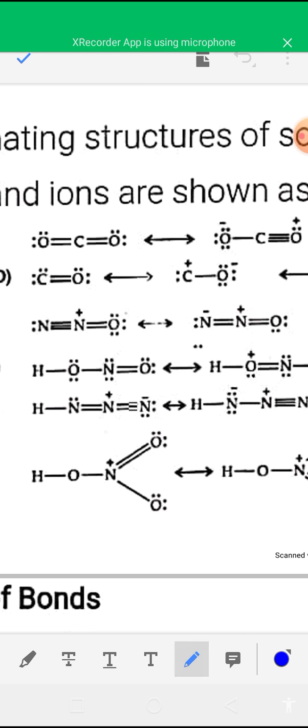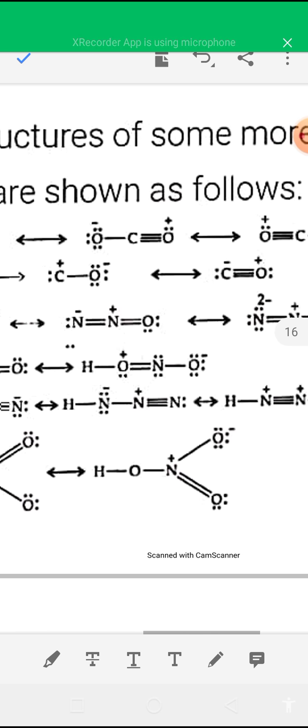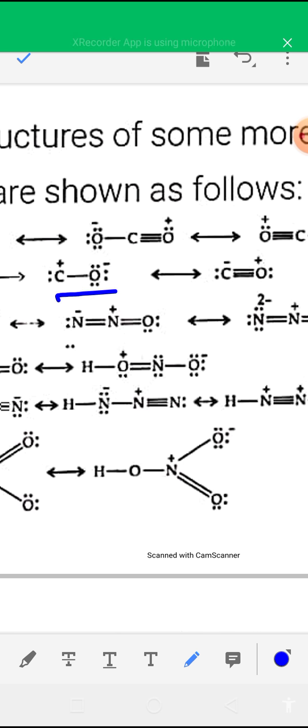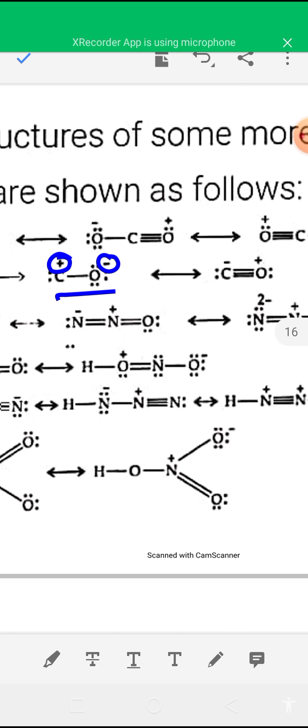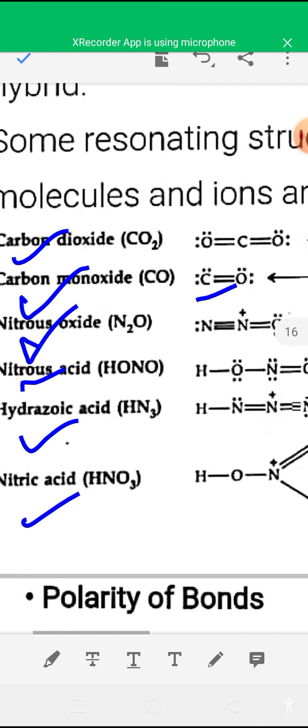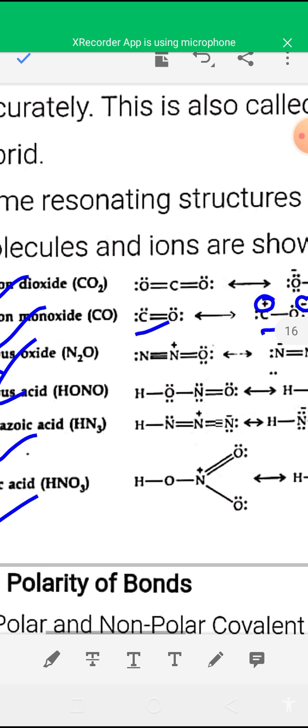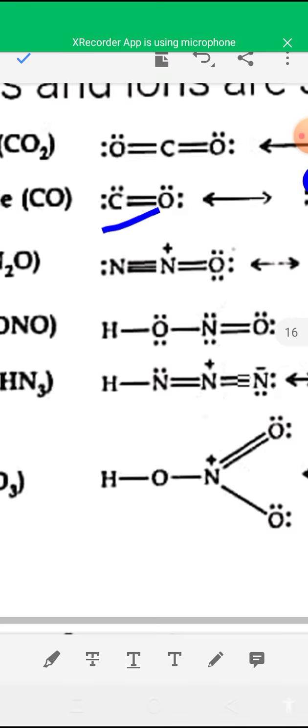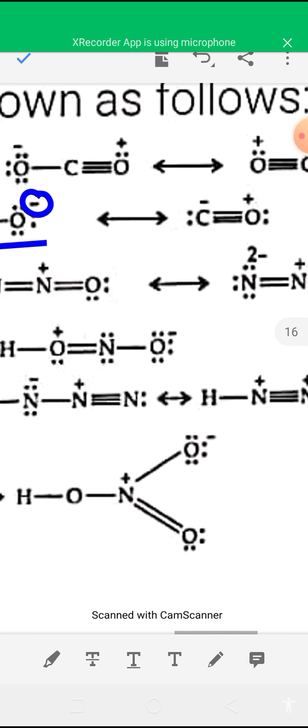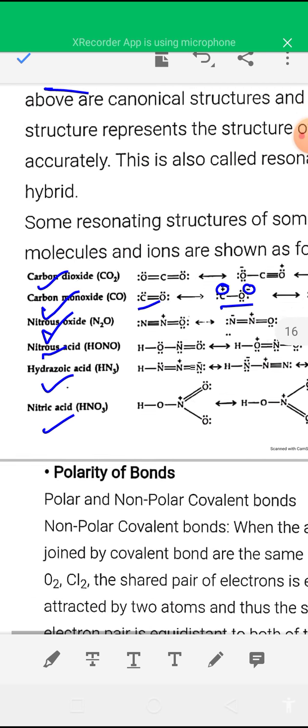Carbon monoxide has three types of structure. In one structure you can see a double covalent bond. In structure 2, a single covalent bond between oxygen and carbon, with a positive charge on carbon and a negative charge on oxygen, you have to write. In the third structure, carbon-oxygen is a triple covalent bond, with a negative charge on carbon and a positive charge on oxygen. Next, the structure of nitrous oxide, N2O. Three structures of N2O are given.